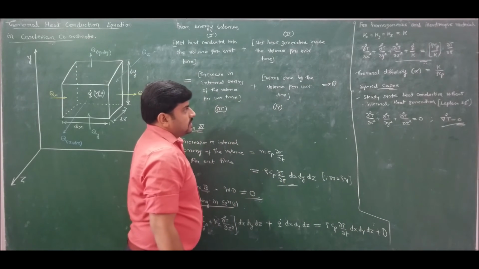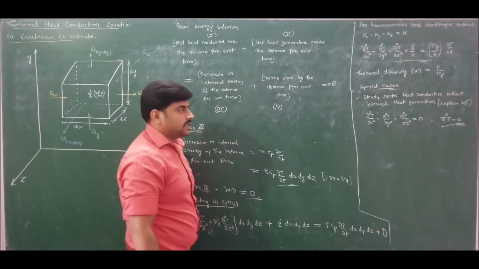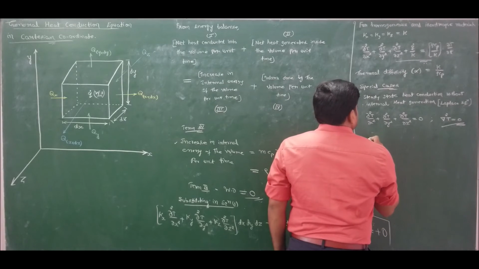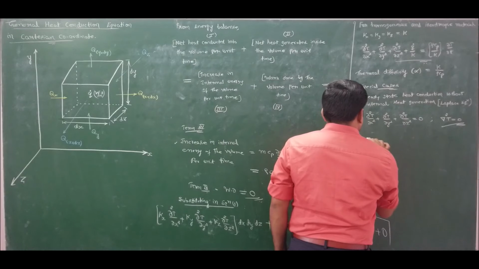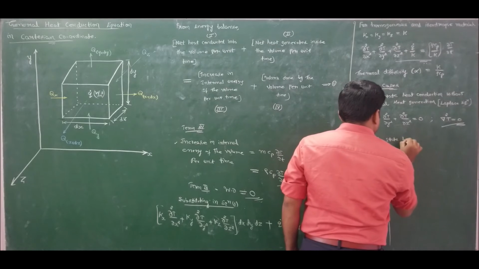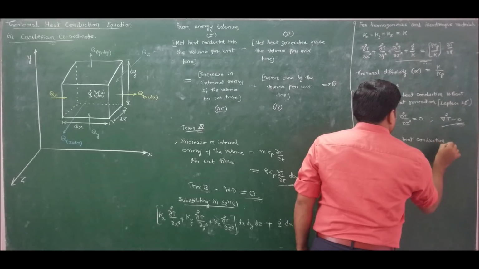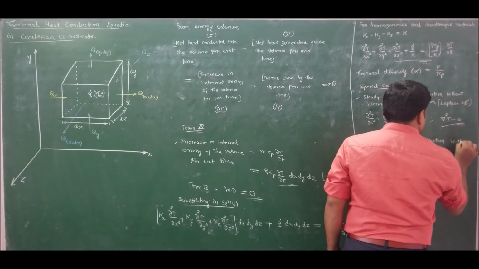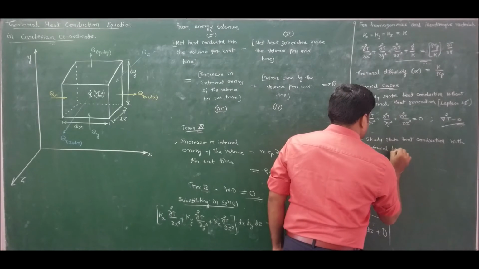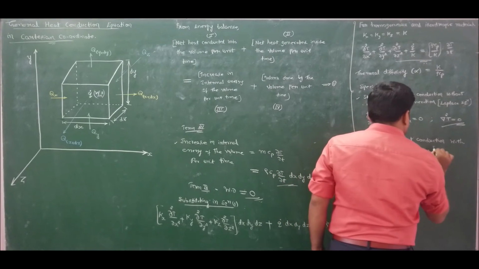So this is about special case 1, that is Laplace equation, which is based on steady state heat conduction without internal heat generation. Now coming to the second special case, that is steady state heat conduction with internal heat generation. This is known as Poisson's equation.